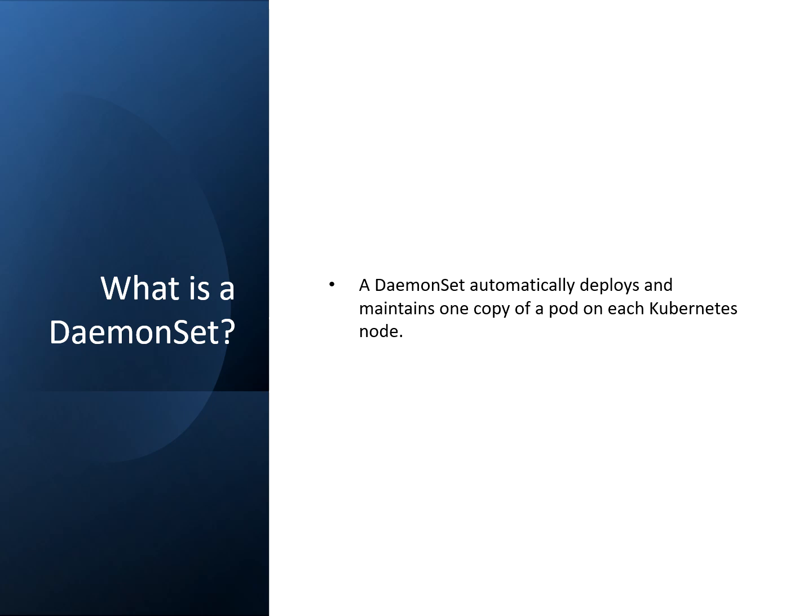Now we'll understand what a DaemonSet is. A DaemonSet is a Kubernetes workload object, and it automatically deploys and maintains one copy of a pod on every node. And you know what's the best part? Whenever a new node joins the cluster, Kubernetes will automatically create a pod on that node. If the node is removed, the associated pod is also removed automatically. So this ensures complete coverage across the cluster.